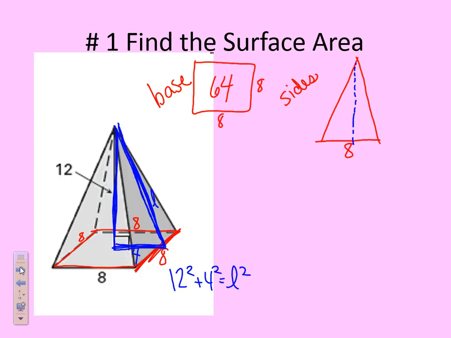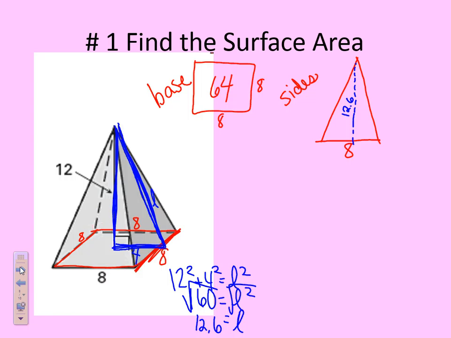And now if I go to my calculator and I type in 12 squared plus 4 squared, that's 144 plus 16, that's 160. And I take the square root of 160 to get the L alone. So my slant height would be 12.6. So when I want to find the height of my triangle here, that is 12.6 if I were to unfold this. That's what that slant height tells me.